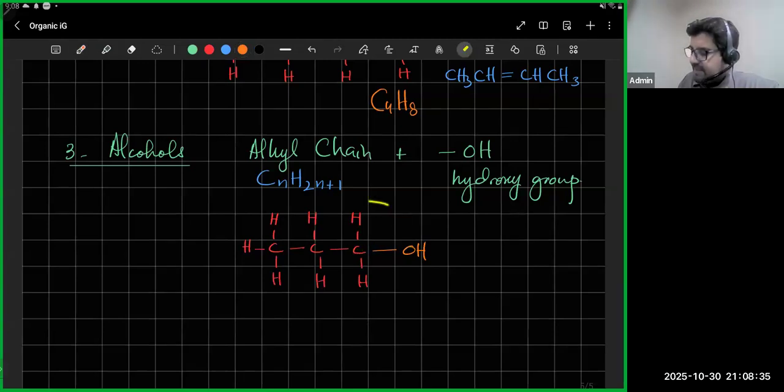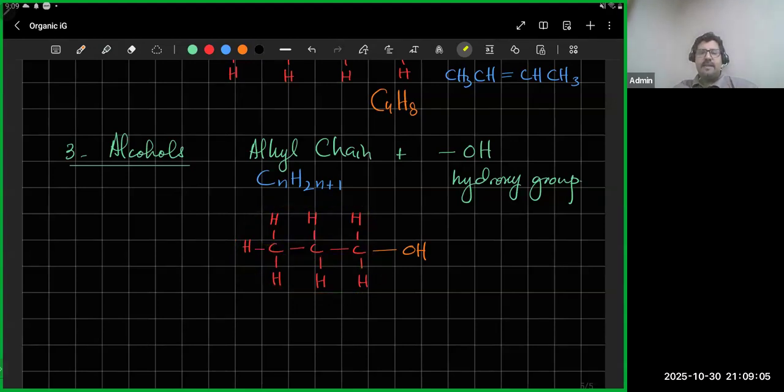This is my alkyl chain, this entire thing. So if I put the number of carbons as 3, my H's will be 3 times 2 and then plus 1. 3 times 2 is 6, 6 plus 1 is 7. So it's C3 and H7, which is exactly what it is. If you count the H's, that's 7 H's.